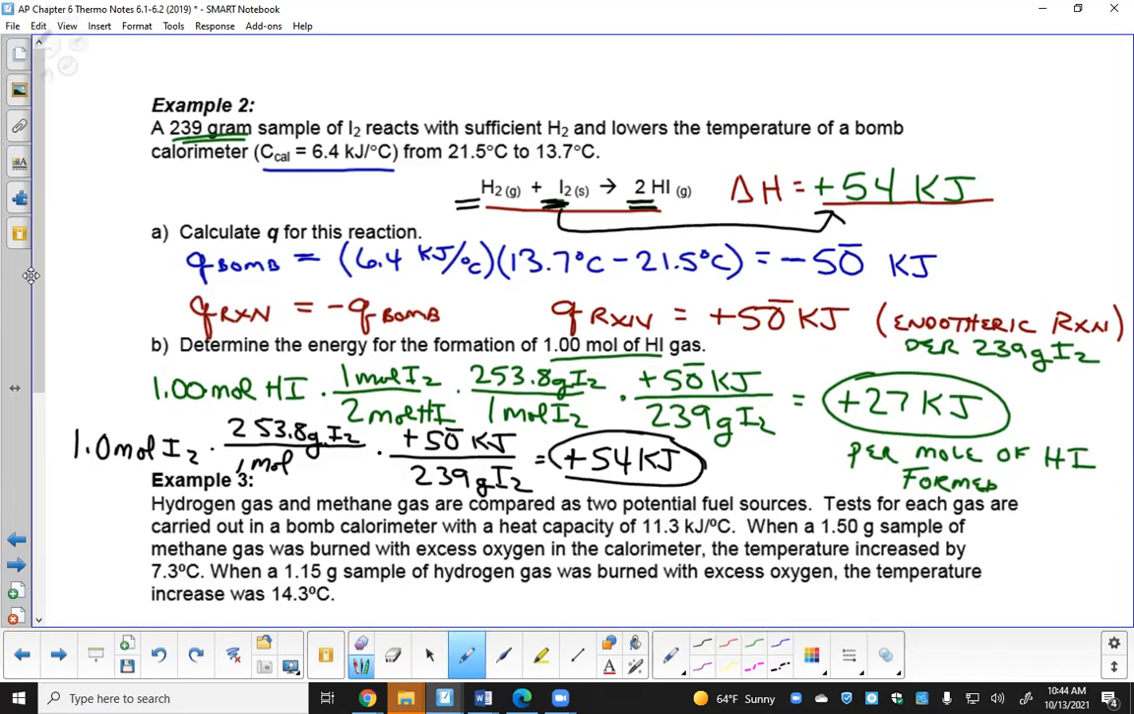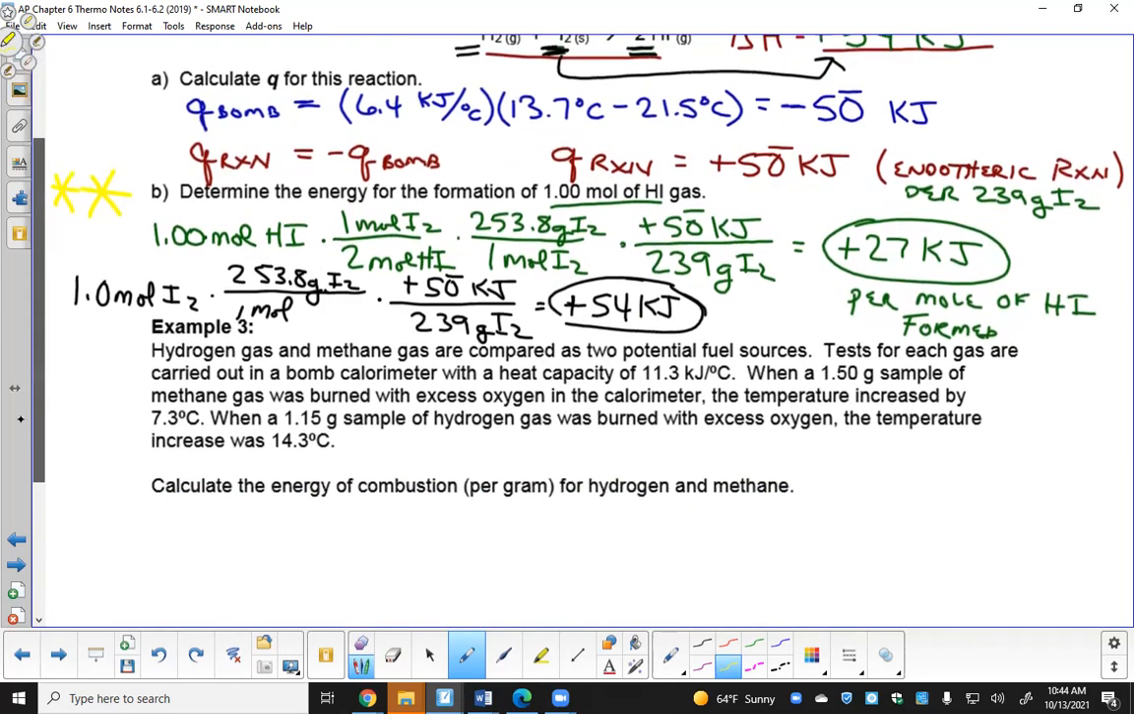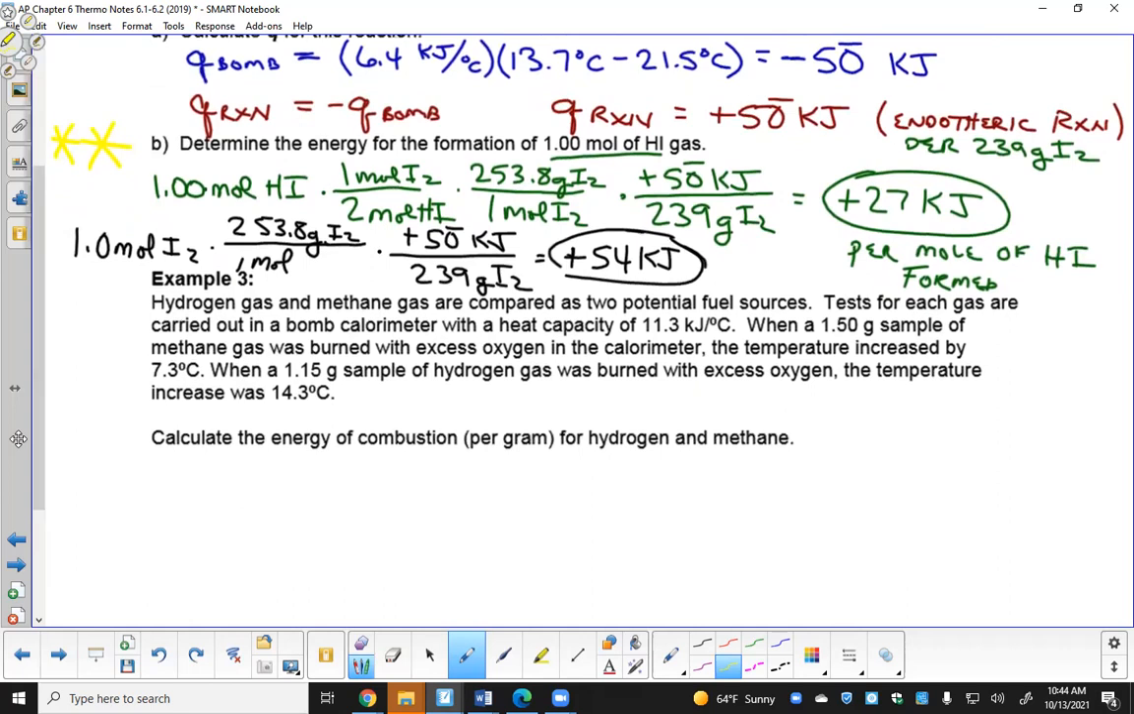So again, this kind of thing here is really a big part of working with thermochemical equations. You're only getting a couple examples here at the beginning, and then you've got to wait till we get a little bit further into it to use those again.